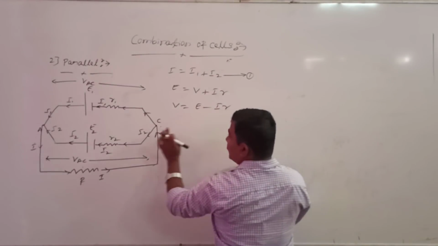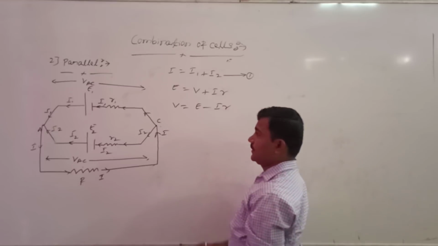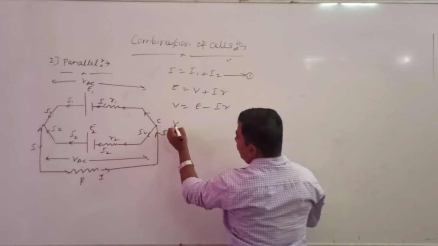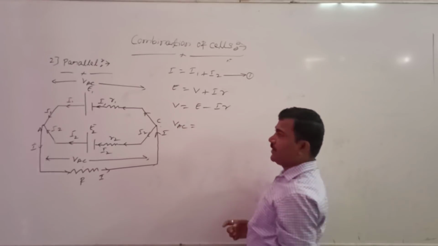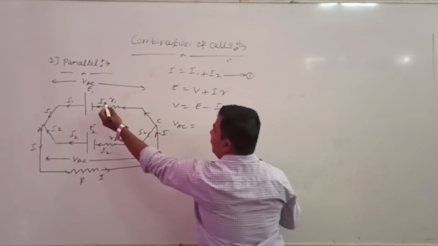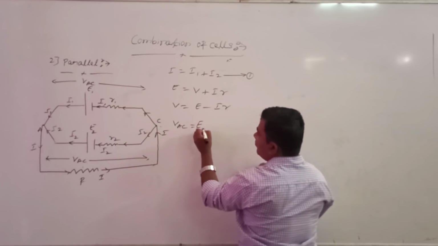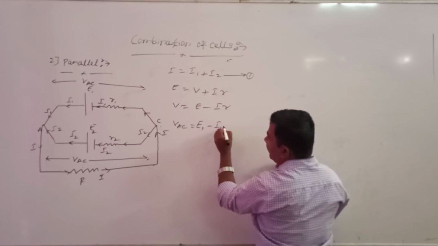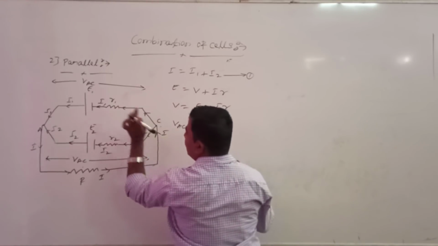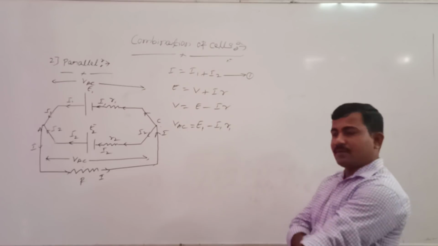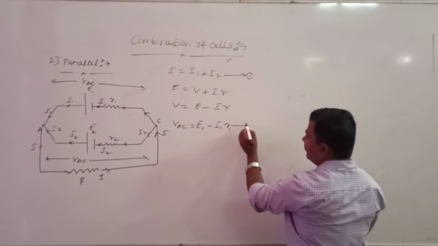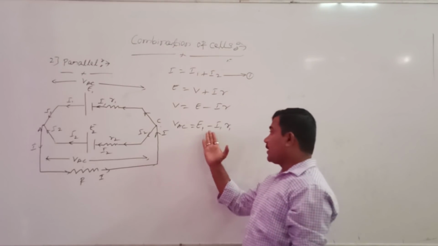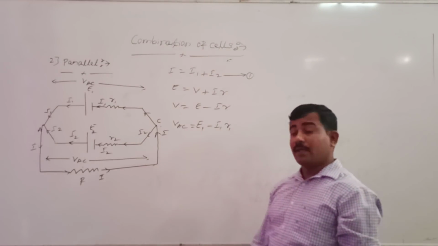Shall we apply this equation for cell E1? For cell E1, the potential difference is Vs, and the EMF is equal to E1. The current available is I1, and the internal resistance is R1. So we will write it like this: Vs equal to E1 minus I1 R1.